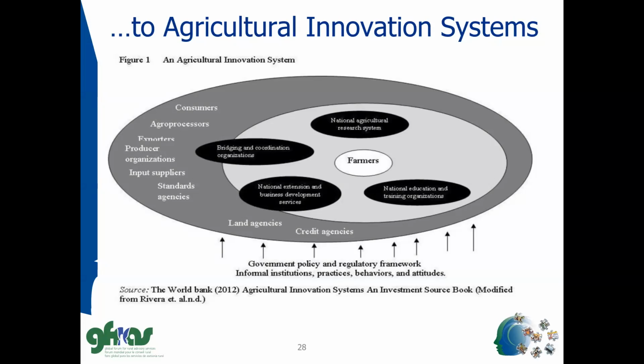The second thing to point out here is the interactions between these different actors. So it's not just a simple transfer of technology or information, but it's farmers interacting with credit agencies and research interacting with extension and people sharing knowledge from the private sector to the public sector. There's a whole lot of interactions that occur within the agricultural innovation system. And then the third element is the surrounding government policy and regulatory framework that influences and determines how people can interact. So it really influences the agricultural innovation system.